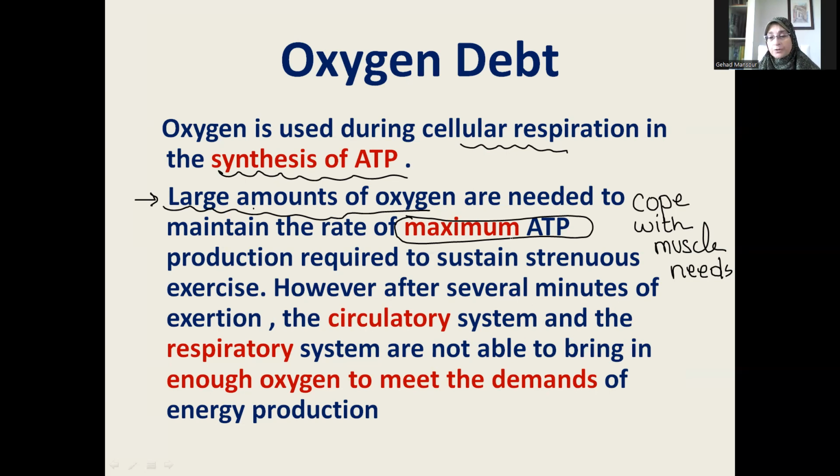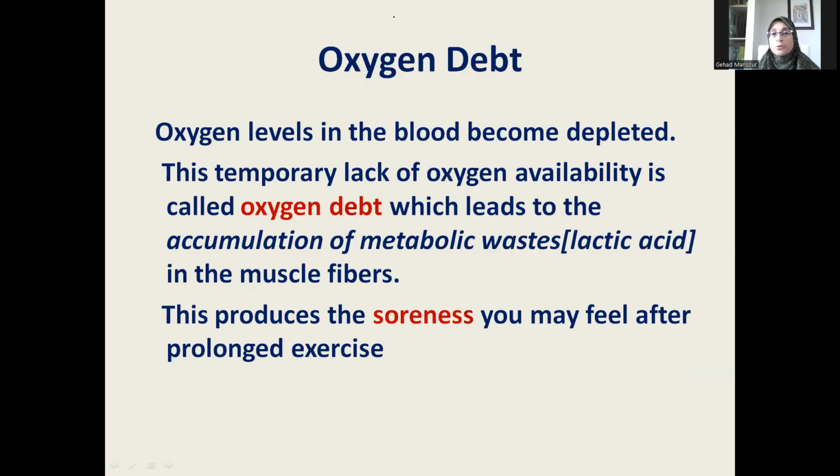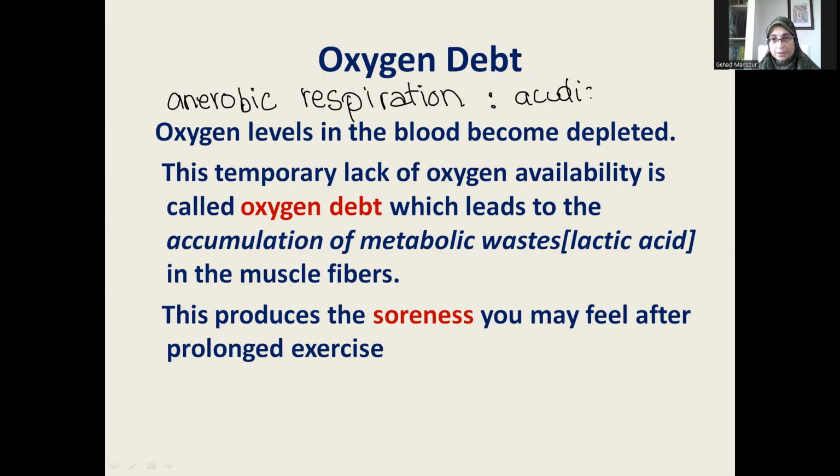So what process would the muscle do? The muscle will carry out anaerobic respiration. Which type of anaerobic respiration? Because we have two types of anaerobic respiration, acidic fermentation and alcoholic fermentation. It will refer to acidic fermentation.